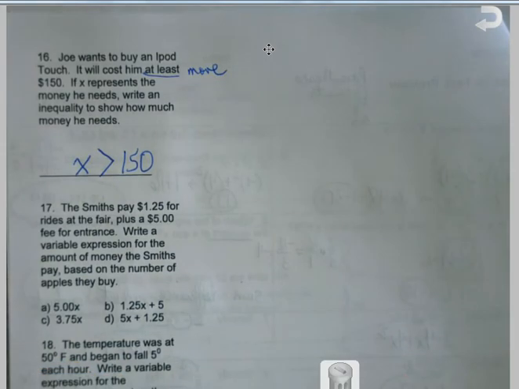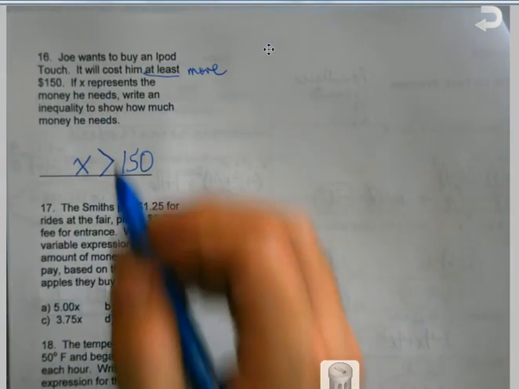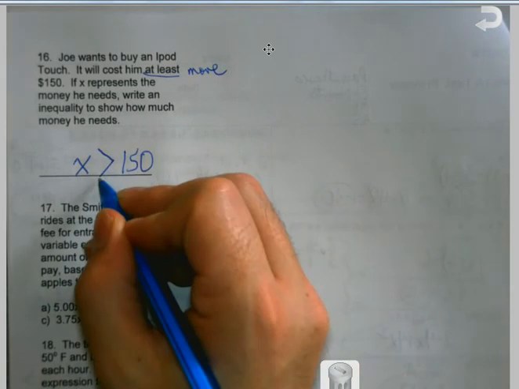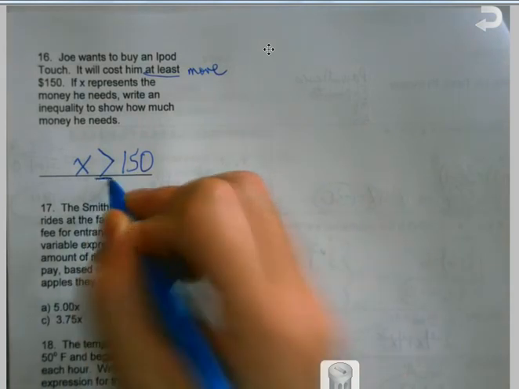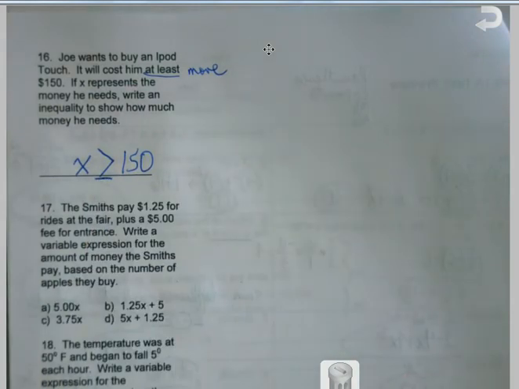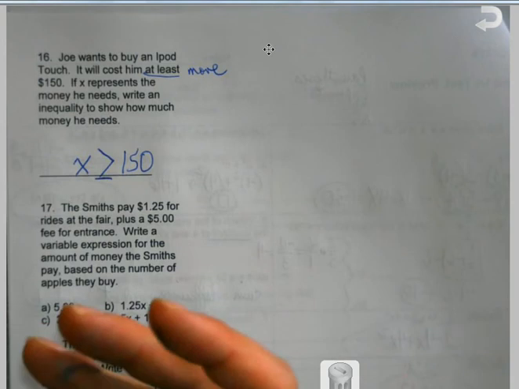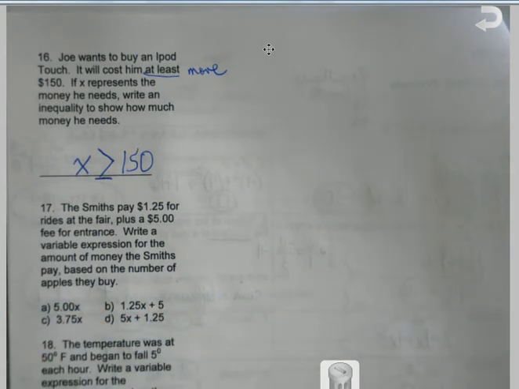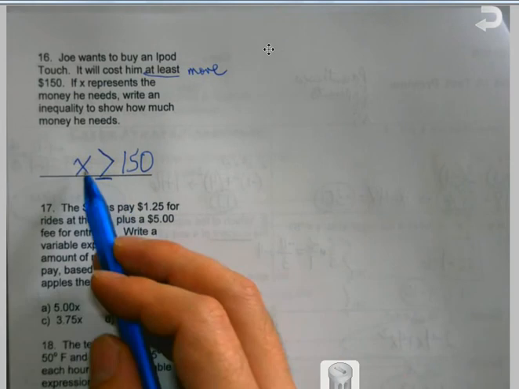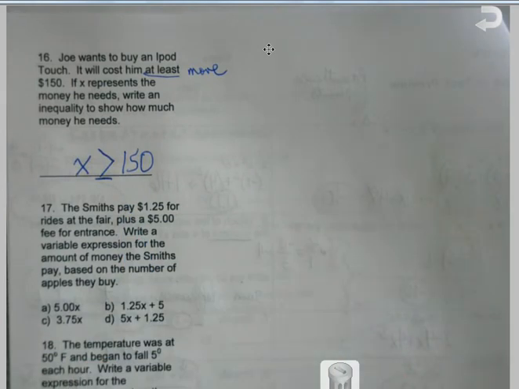If the arrow is eating X, that means it could be more than that. So X is going to be greater than 150. And it might even be equal to, because it says at least, it doesn't say more, it says at least. So that's how I'd have to look at that. Okay, if it's going to cost more, arrow eats X. If it costs less, the arrow is going to point at X.